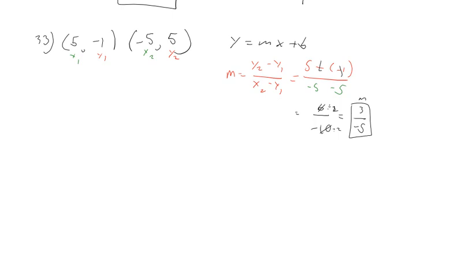Right, using those 2 points, find the slope. And now I can use this slope to find my equation. Right? Now there's a couple ways to do this. I showed you a way earlier.